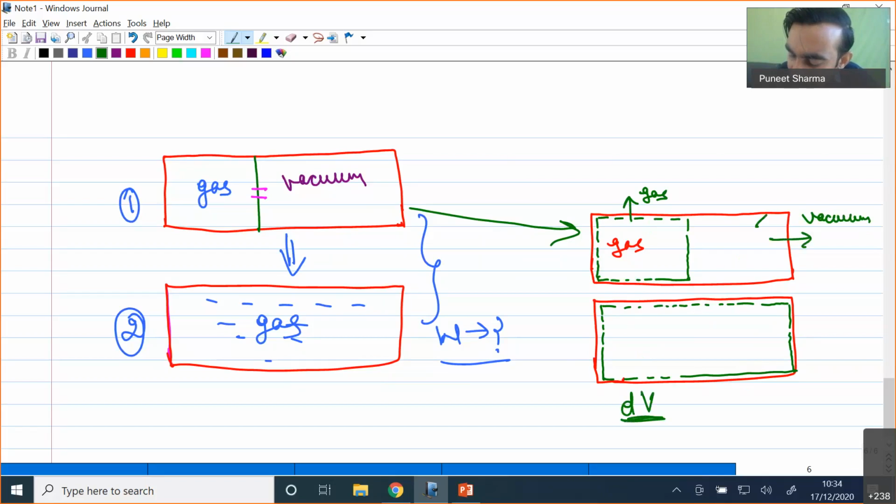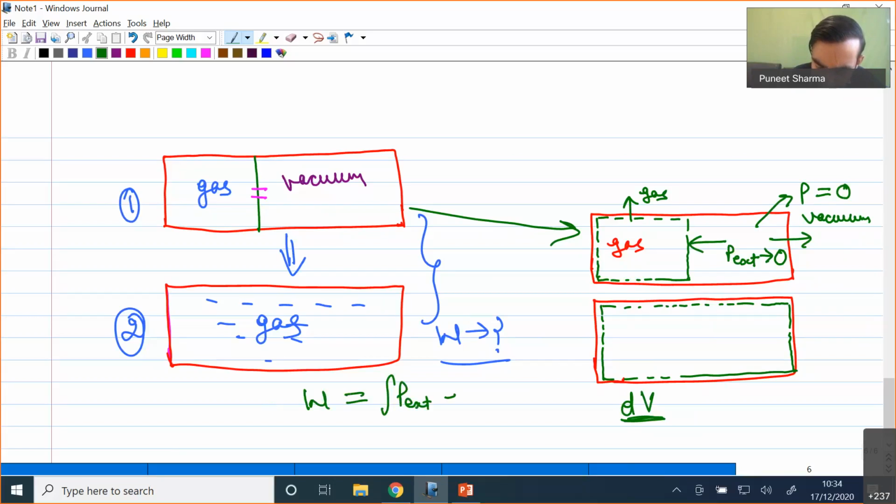But on this particular side we were having absolute vacuum, so our pressure was equal to 0. While this boundary was expanding, what was the external pressure acting on the system? The external pressure acting on the system was equal to 0. So if I try to estimate the amount of work done, that will be equal to integral P external into dV. Though we have some finite change of dV, the value of P external is equal to 0. So our amount of work will be equal to 0. This is one of the approaches for studying this type of system.